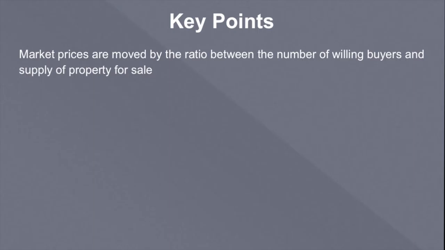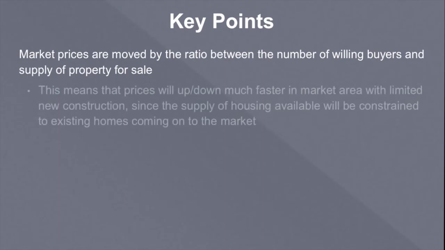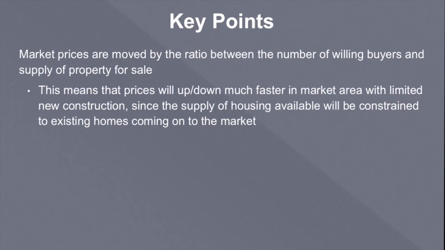Well, market prices are moved by the ratio between the number of willing buyers, and I really should say willing and able buyers, they have to be able to buy even if they're willing, and the supply of property for sale. So this means that prices will go up or down much faster in a market with limited new construction. Because remember, if the supply is fixed and the demand changes one way or the other, that is going to have a pretty big swing on the market.